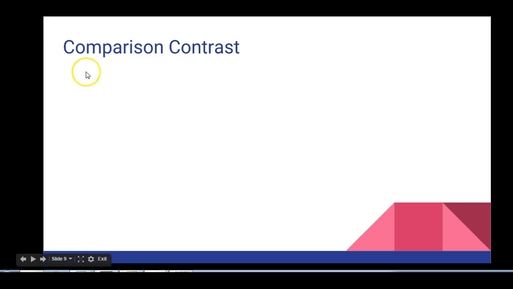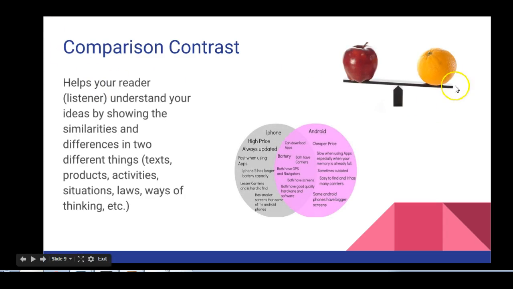Another pattern of organization that's probably familiar to you is the comparison contrast, where you're trying to compare apples and oranges. Yes, they're both fruits, but they're kind of different. Yes, these are both electronic devices, communication devices, but they're kind of different. So you're helping your reader to see similarities and differences to draw attention to either the commonality, if that's what you want to emphasize, or the differences, if that's the point you're trying to make.